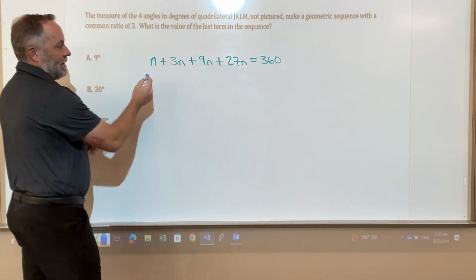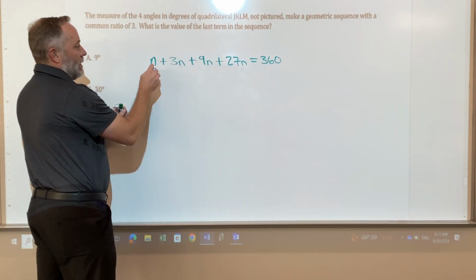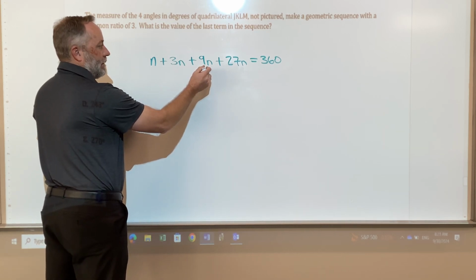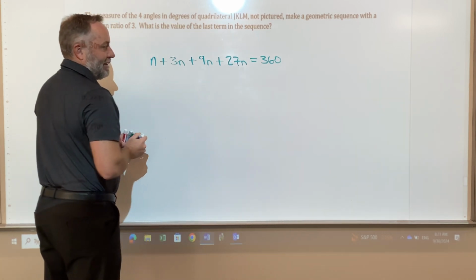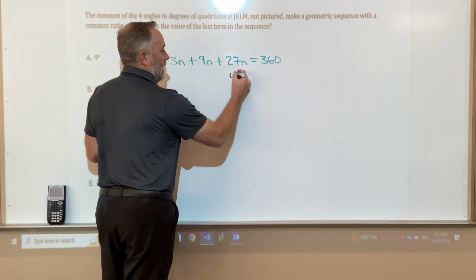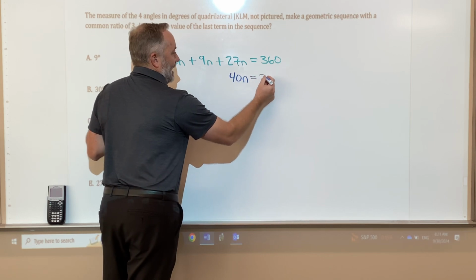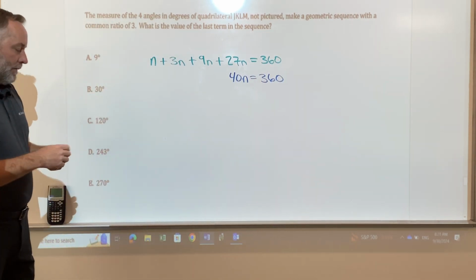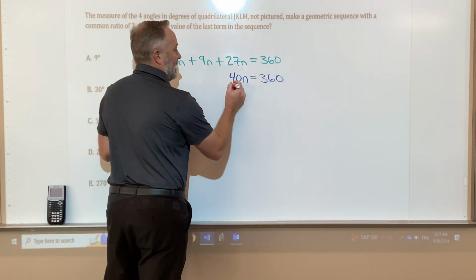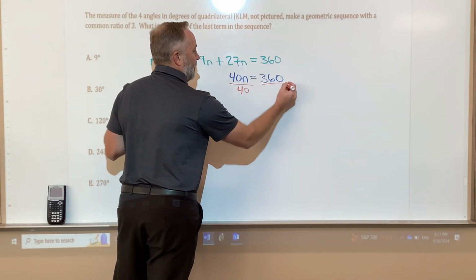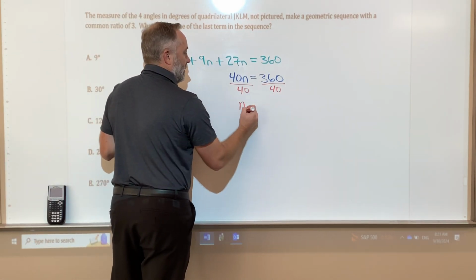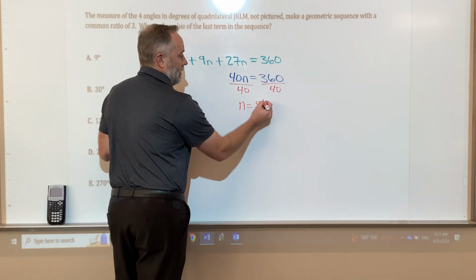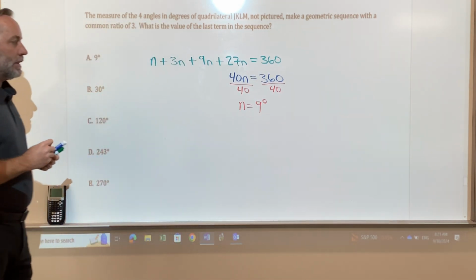On the left side, let's just add up our like terms. 1n plus 3n is 4n. 4n plus 9n is 13n. 13n plus 27n is 40n. And that's equal to 360. If we want to get n alone, we would divide both sides by 40, giving us that n is equal to 9. And in this case, it's degrees, so it's equal to 9 degrees.